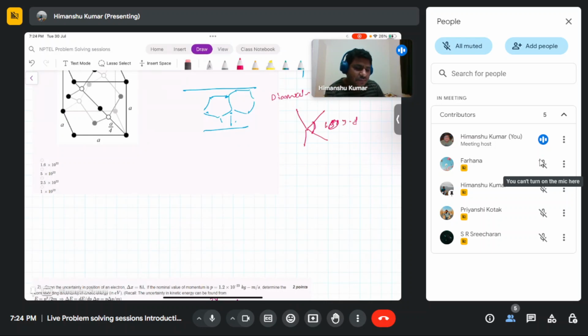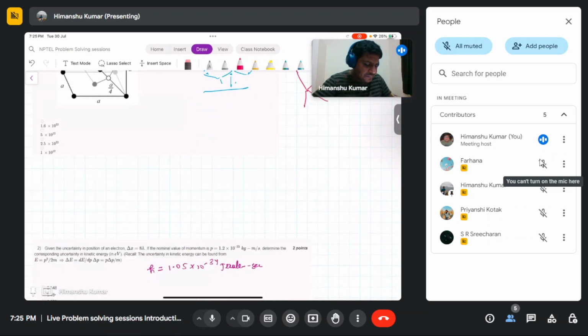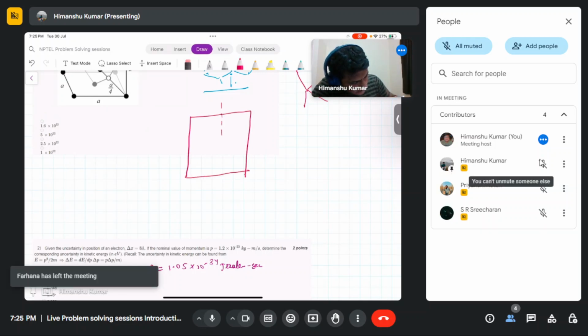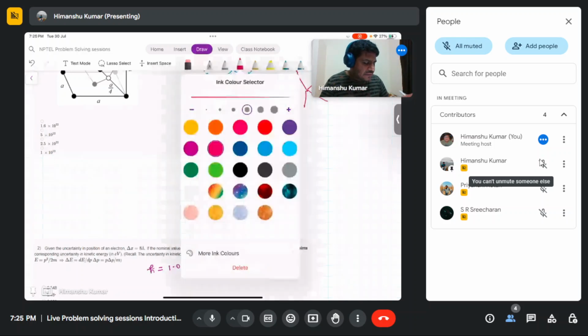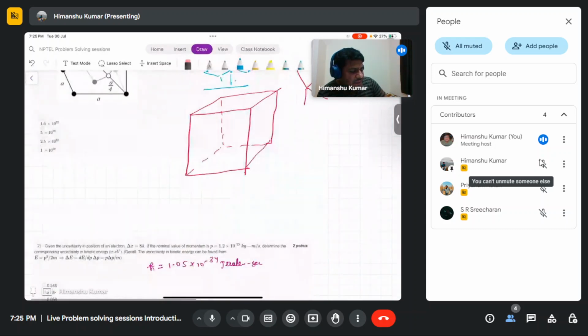So what is the meaning of diamond, and what is the meaning of cubic? If you take a diamond, to form the diamond lattice, let me draw this crystal approximately. The diamond cubic. To make the crystal, first you should have the symmetry.